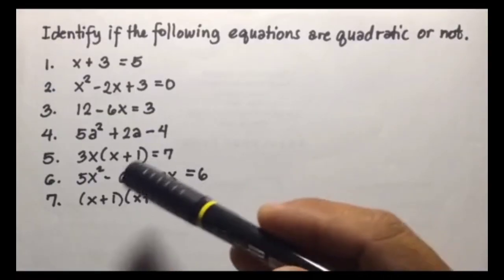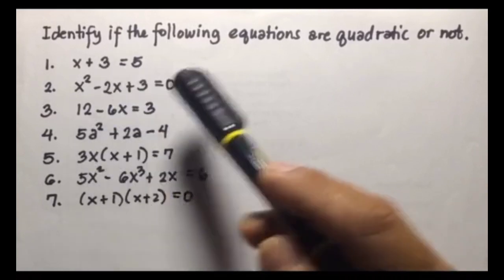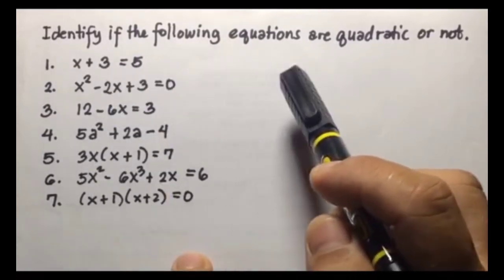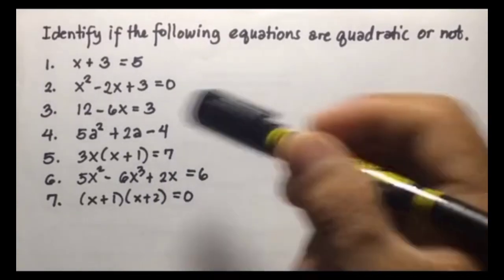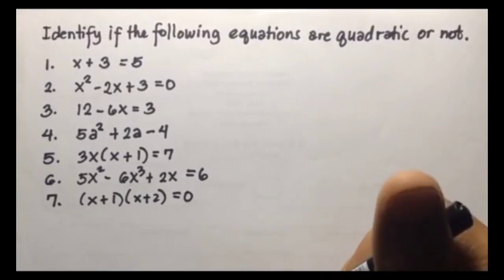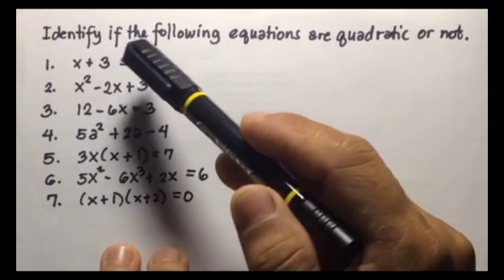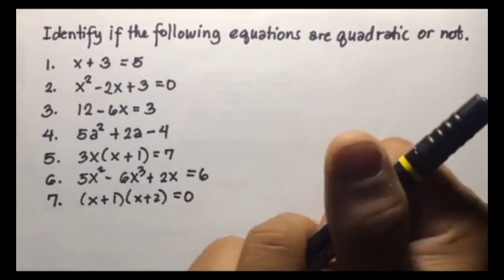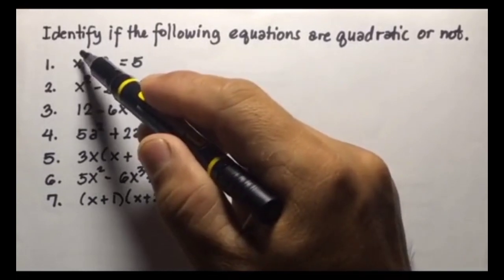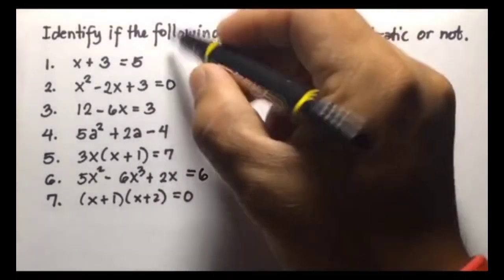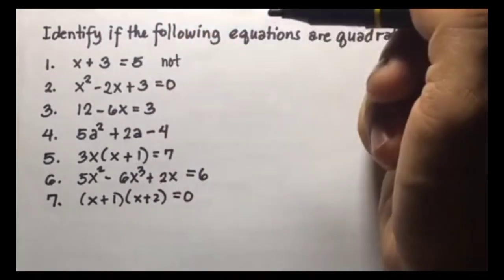So I have here 7 mathematical sentences. We'll just identify if the given are quadratic equations or not. Okay, let's have number 1. Number 1 is x plus 3 equals 5. If we look at the highest exponent here, the highest exponent is 1. So this is not a quadratic equation. This is a linear equation.